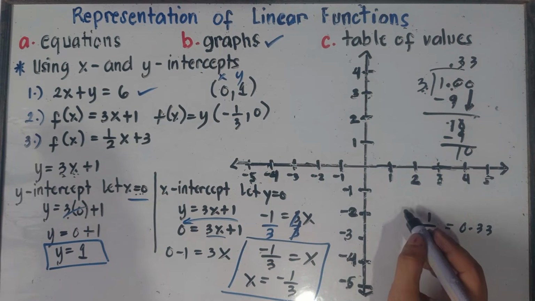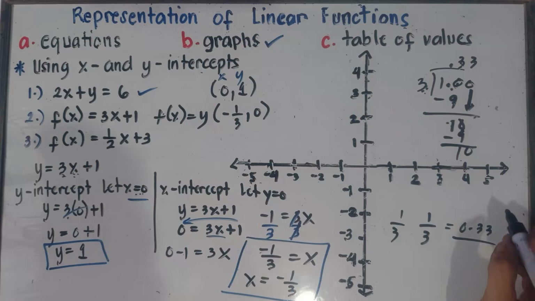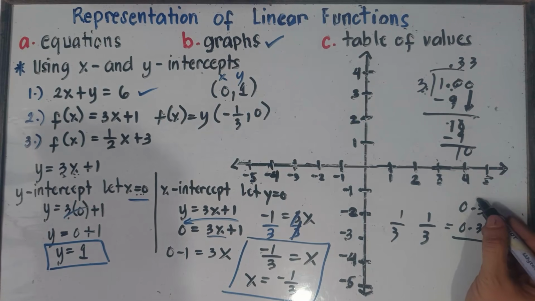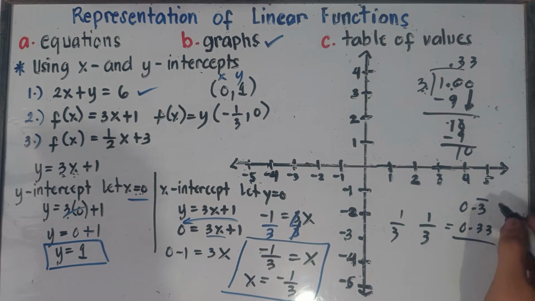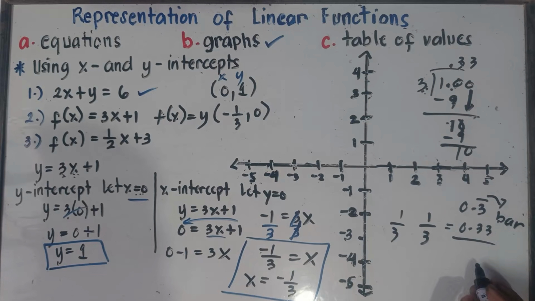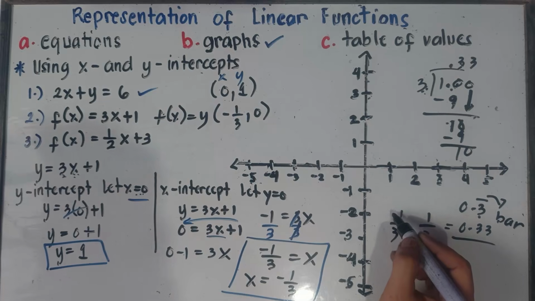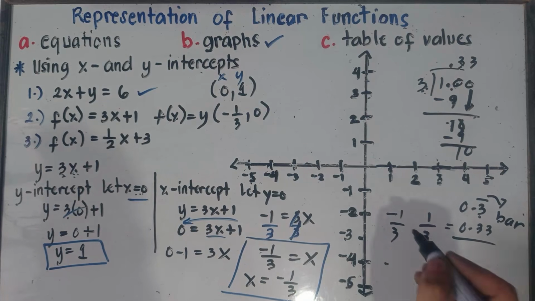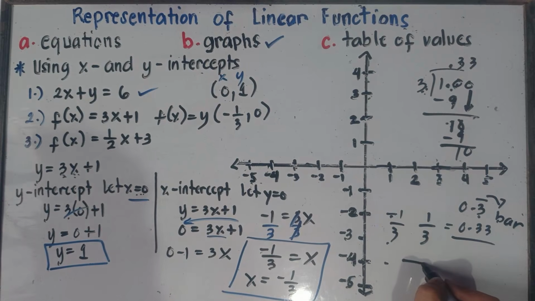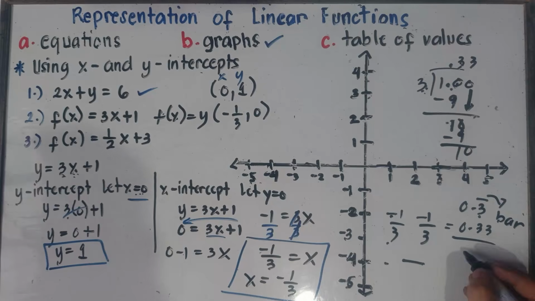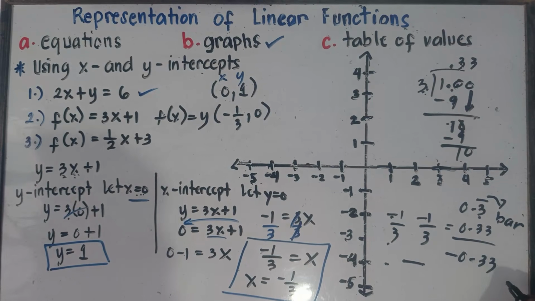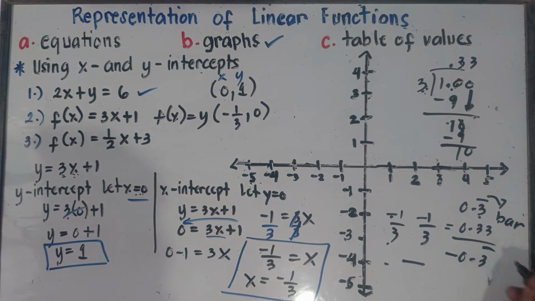Or if you use your calculator, 1 divided by 3, that would be 0.333. Or we can write this as 0.3 with a bar on top, it means the number is repeating. Since this is negative 1 over 3, negative divided by positive is negative. Therefore, negative 1 divided by 3 is negative 0.333, or negative 0.3 with a bar, which means the 3 is repeating.